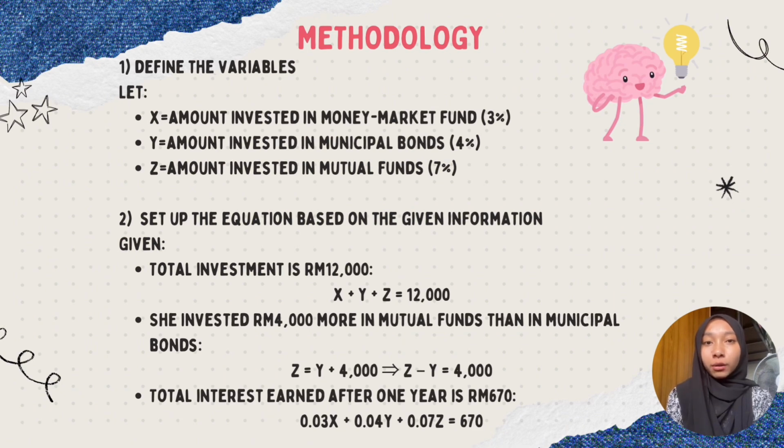Firstly, let's define our variables. Let X be the amount she invests in the money market fund, Y for municipal bonds, and Z for mutual funds. Next, we set up the equations. From the problem, we have 3 important pieces of information. Number 1, the total investment is RM 12,000. Second, she invests 4,000 ringgit more in mutual funds than in municipal bonds. Thirdly, after 1 year, the total interest earned was 670 ringgit.